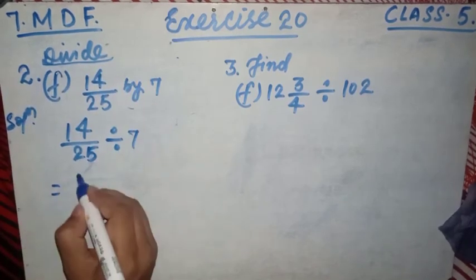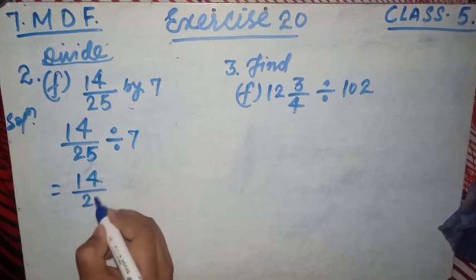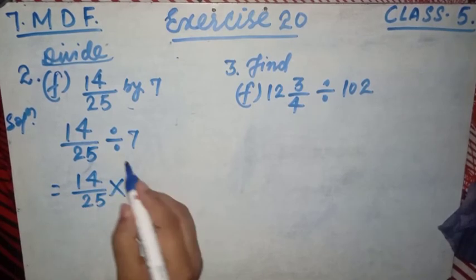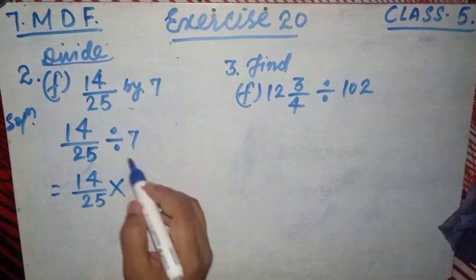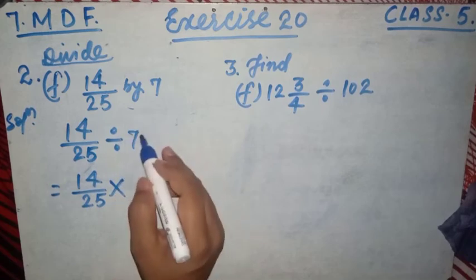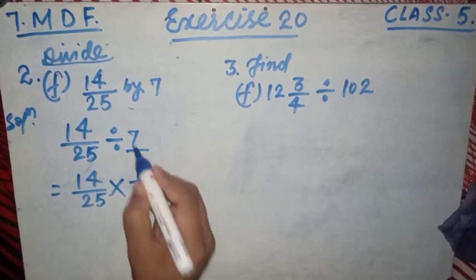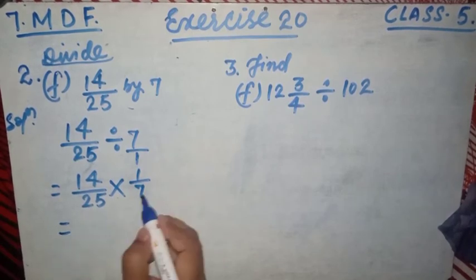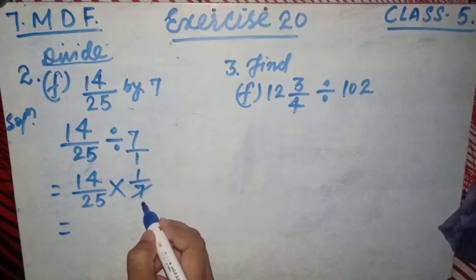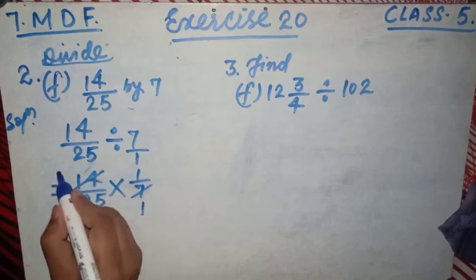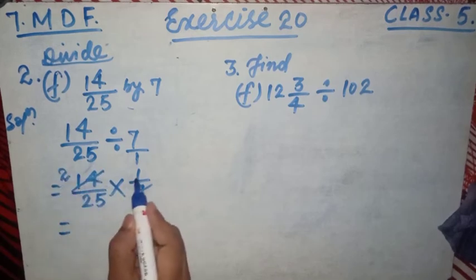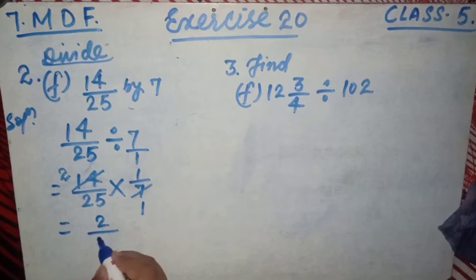Now we have to follow the same rule and change division into multiplication, and we have to write the multiplicative inverse of 7. So below the 7, 1 is hidden, so 1 is up and 7 is downwards. Now we get 7 times 1 is 7 and 7 times 2 is 14. So 2 multiplied by 1 is 2, and here is 25 times 1 is 25. This is your final answer.